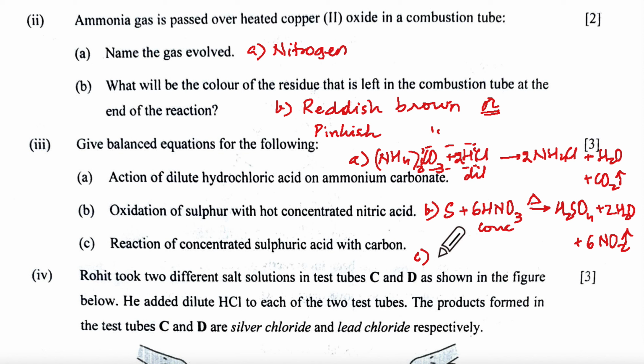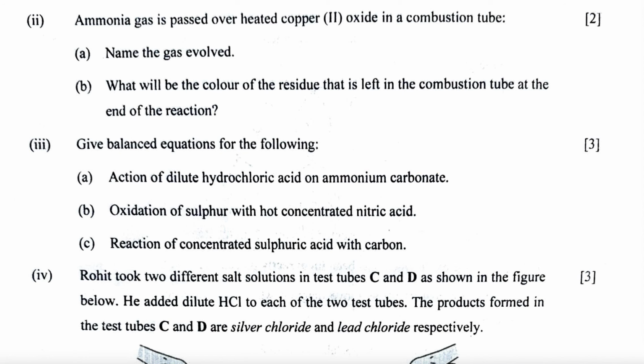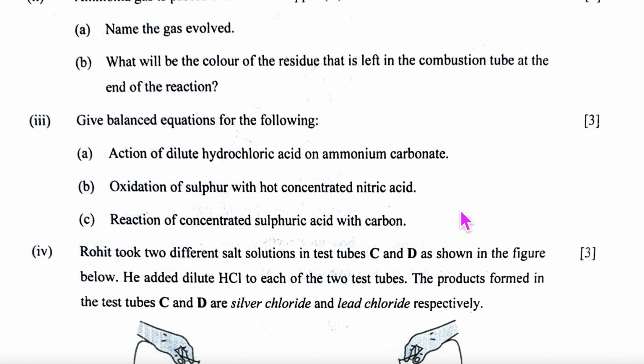Reaction of conc sulfuric acid with carbon. So C plus H2SO4 conc. This is going to give you, with 2H2SO4, C becomes CO2, and H will give us H2O, but there are 2 here, so 2 here, and plus how many SO2s will be there? 2SO2 up arrow. Okay, so these are the balanced reactions for the third subpart. Let us look at the fourth subpart.